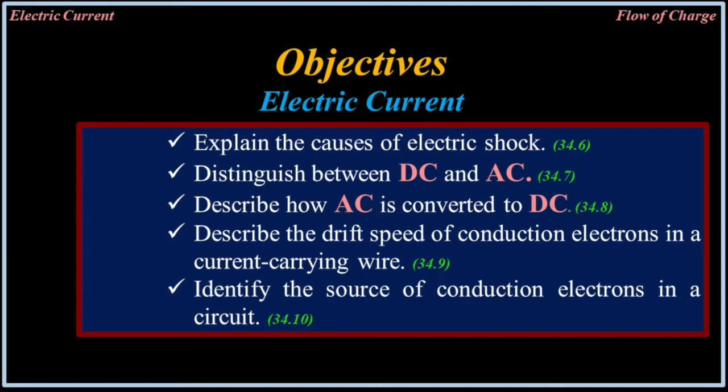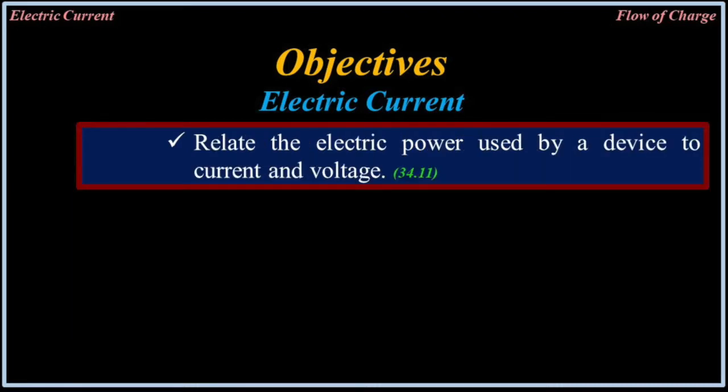Explain the causes of electric shock. Distinguish between DC and AC. Describe how AC is converted to DC. Describe the drift speed of conduction electrons in a current carrying wire. Identify the source of conduction electrons in a circuit. Relate the electric power used by a device to current and voltage.